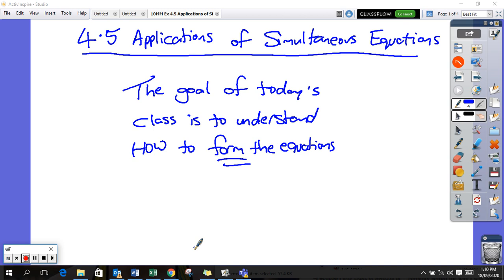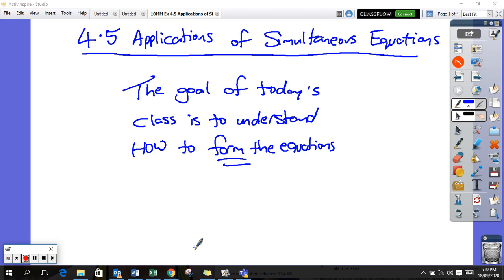Yes, there's other shortcut ways to do them, especially with some of the easier problems you can do in your head, but you need to be able to practice forming the equation because you're building this skill to use with much harder type of problems later on, problems with decimal answers, etc. Okay, so today's goal is to understand how to form the equation.